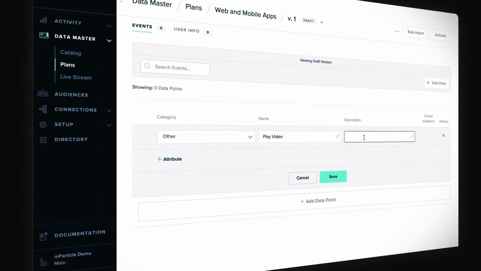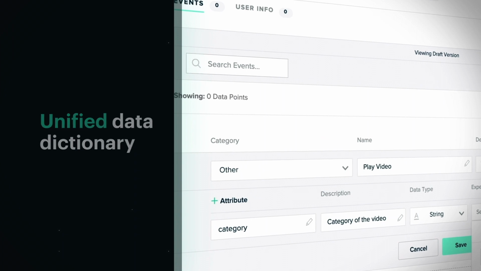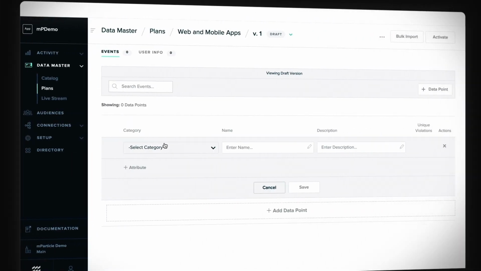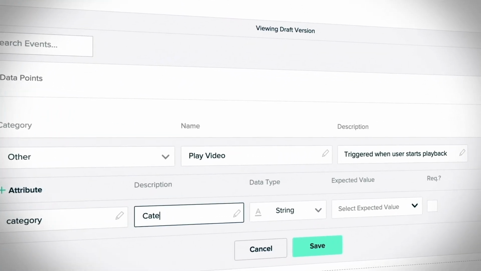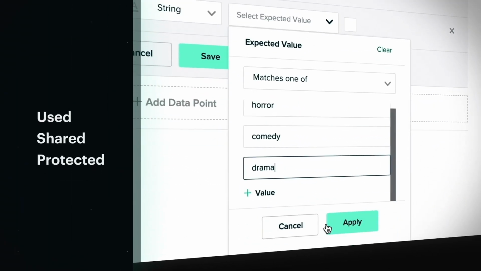Understand the nature of your data with unique tooling to build a unified data dictionary for precise tagging and contextualizing. Collaboratively define and enforce rules inside data plans to collect, manage, and validate data with everyone's agreement on how it is used, shared, and protected.